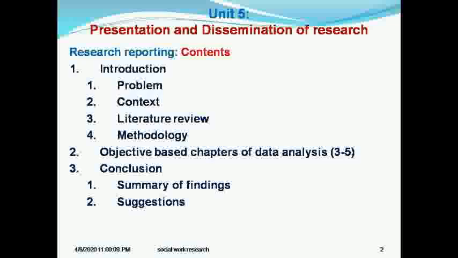A research report has 3 parts. The first part is introductory. The second part is the objective based chapters, and the third part is the concluding chapter. The first part, that is the introductory part, has 4 subsections: the problem, the geographical context, the literature review and the research methodology.